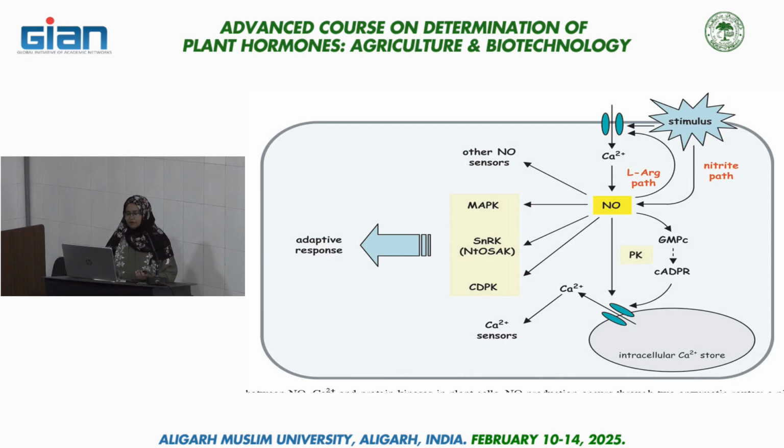So NO production occurs through the two enzymatic pathways as we have discussed earlier, and these pathways lead to S-nitrosylation, which also acts as a signaling agent in this particular figure.